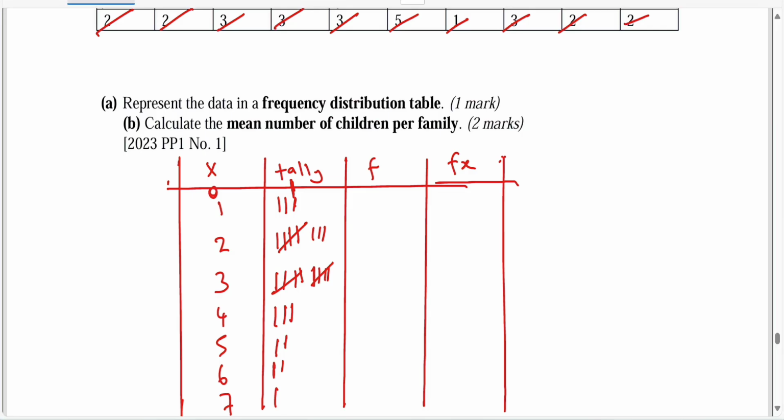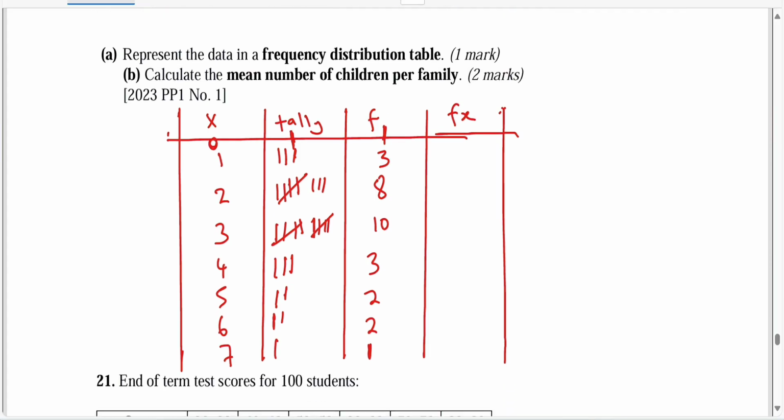So the frequency for 0 is just 1, but it's really irrelevant. So I'm writing here. The frequency for 1 is 3. The frequency for 2 is 8. Frequency for 3 is 10. Frequency for 4 is 3. For 5 is 2. For 6 is 2. And for 7 is just 1.